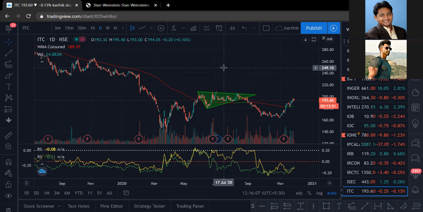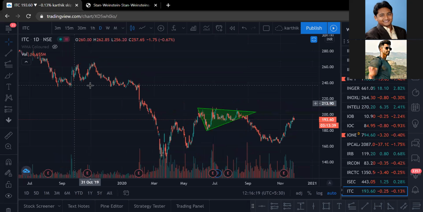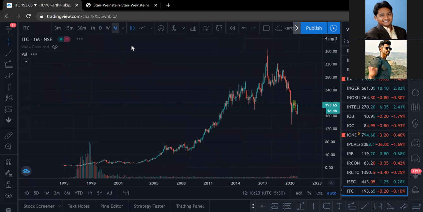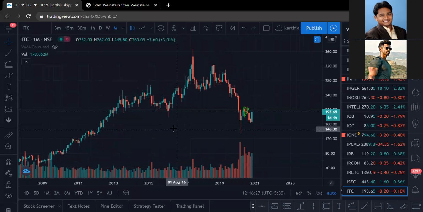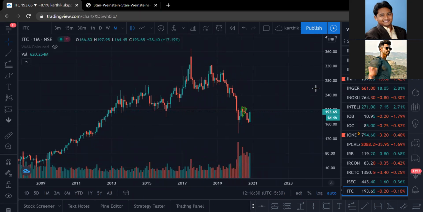For that, we need to remove all our indicators. Before we select a stock, we need to first mark a few levels. For that we go into our monthly time frame. After going into our monthly time frame, one second. Which stock? Okay, I'll do that.